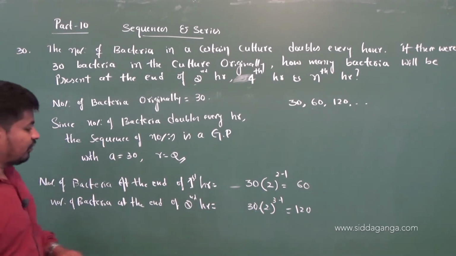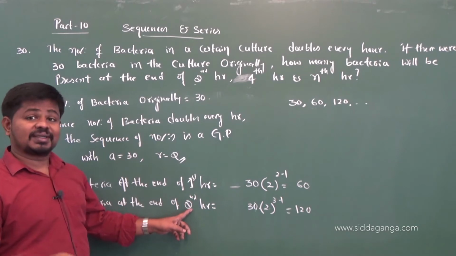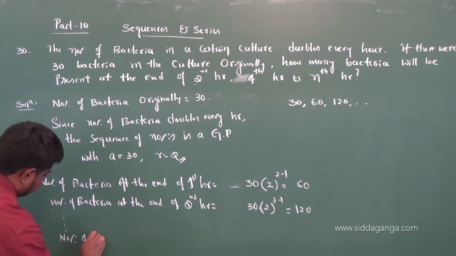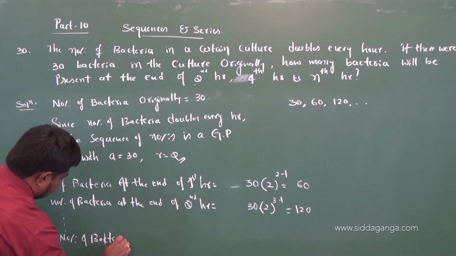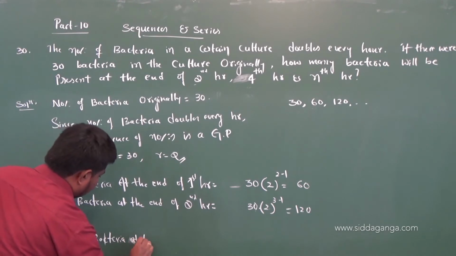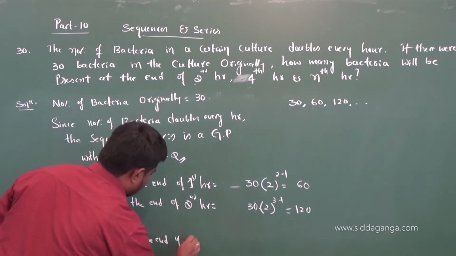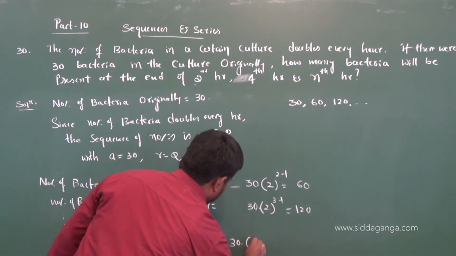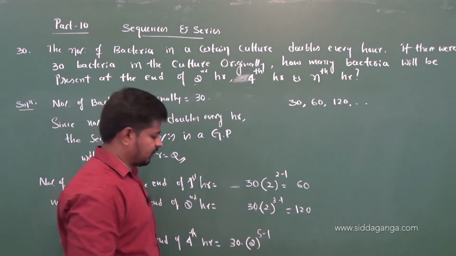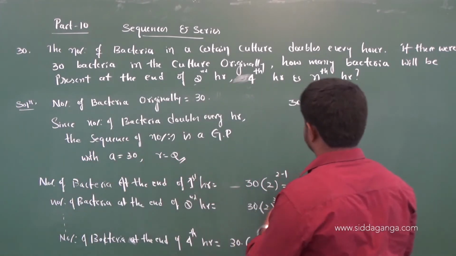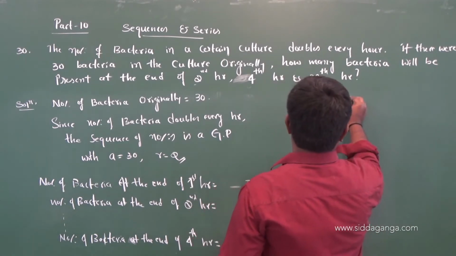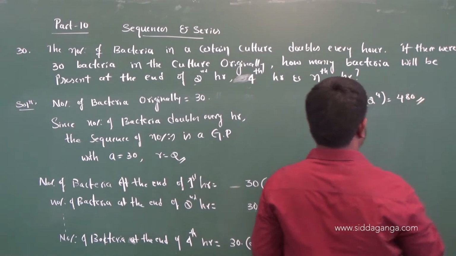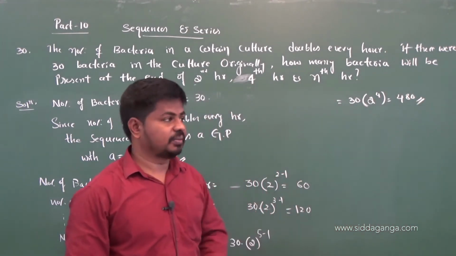In the same way, observe here, at the end of first hour, you get the second term. At the end of second hour, you get the third term. In the same way, the number of bacteria at the end of fourth hour, in the sense fifth term, right? So you get 30 into 2 power of 5 minus 1, you mean nothing but 2 power of 4. So 30 into 2 power of 4, that is 16, right? So 480 at the end of fourth hour, you mean the fifth term, that is 480.